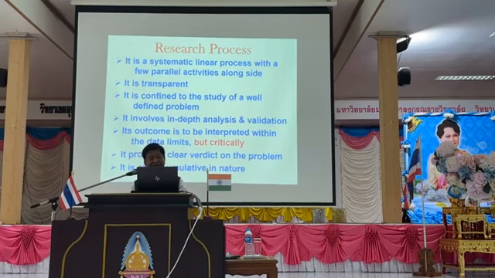So, it is a systematic linear process with a few parallel activities along the side. We have already seen that it is not a gathering of materials from the literature, but how you are giving a new idea, abhinava chintana. This is called parisila or abhinava chintana, that is, a new idea or novel idea that you are going to write. So this is the systematic linear process. It is transparent. Transparent means you must give the references and the citations from where you are giving your justification of the research.